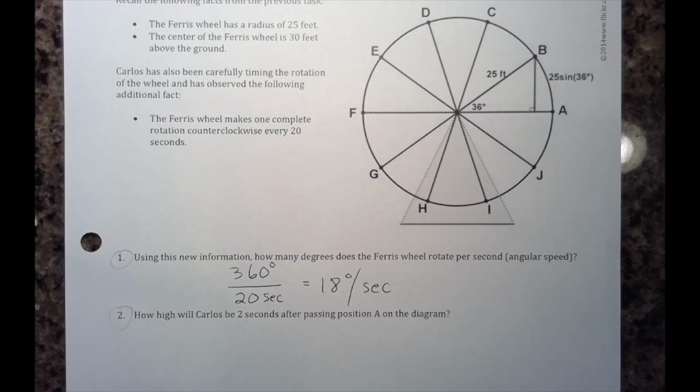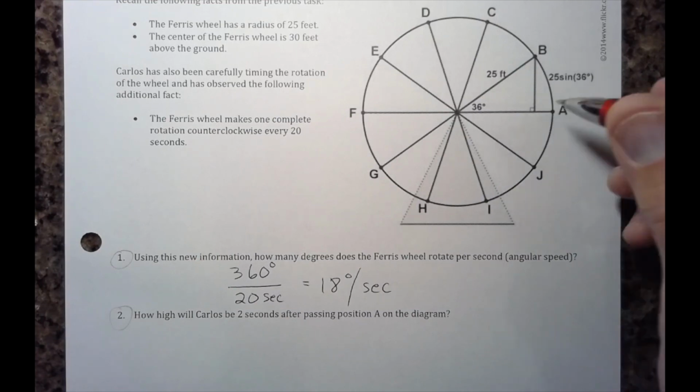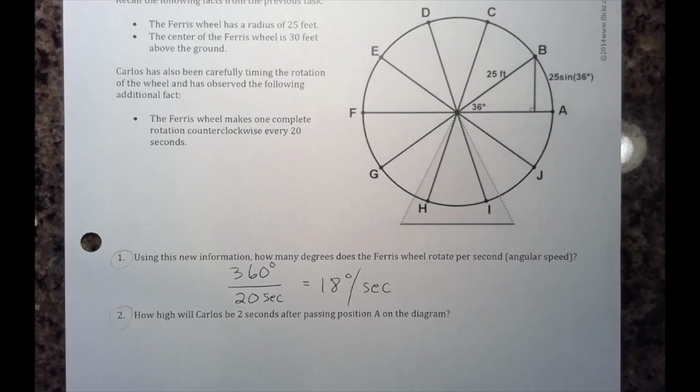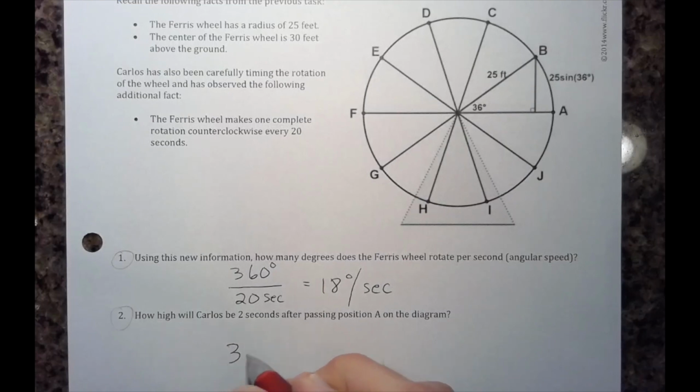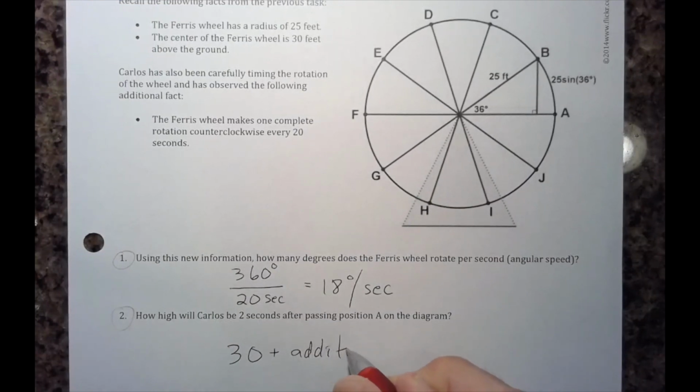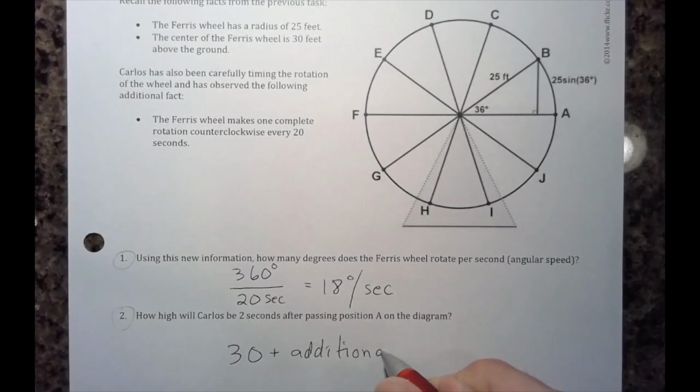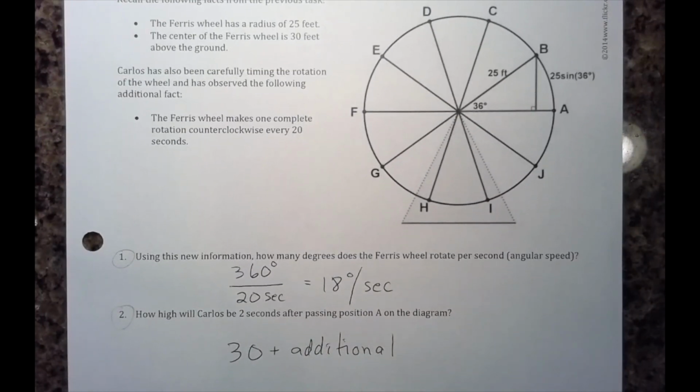Well, notice in the diagram they drew a triangle. It's a right triangle. So after 2 seconds, he's rotated 36 degrees counterclockwise. So he's really 30 feet off the ground, plus some additional amount because he is rotated past the axle, or the middle of that Ferris wheel, and that value can be calculated using some right triangle sine math, adding 25 times the sine of 36 degrees.